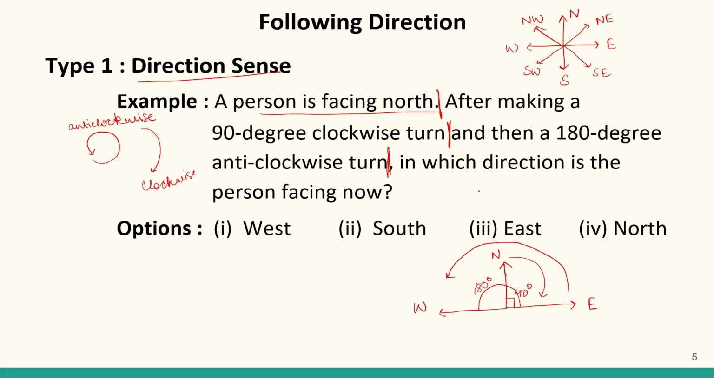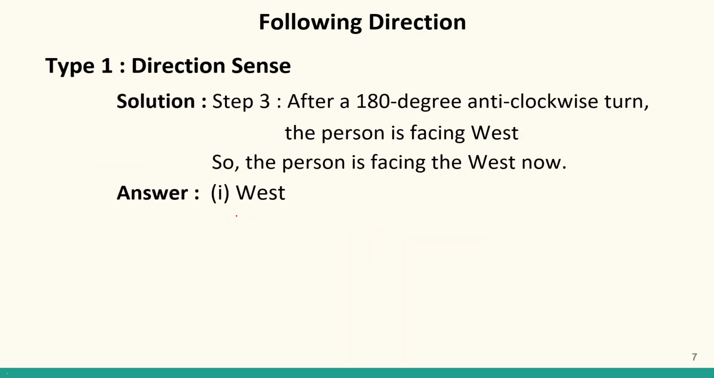This is 180 degrees, right? So in the question, we have to find out the direction he's facing now. So if a person was here and he took a 90-degree clockwise rotation, he'll be here. And then if he took a 180-degree anti-clockwise rotation, he will be here. So answer will be option 1, west. This is your correct answer.